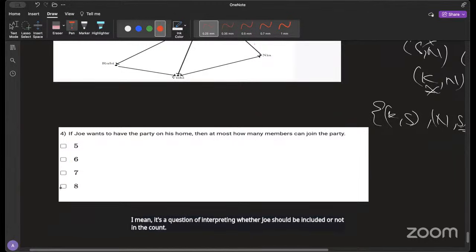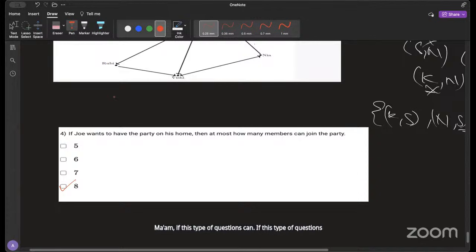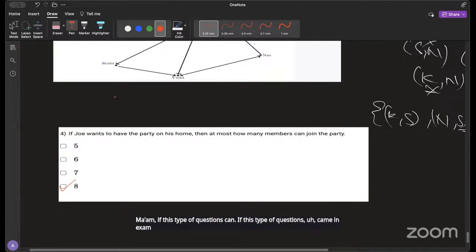I understand, but ma'am, if this type of question came in the exam, should we choose option 7 or 8? If you're given questions like that, you'll be given marks for both. You won't be given ambiguous questions like that.